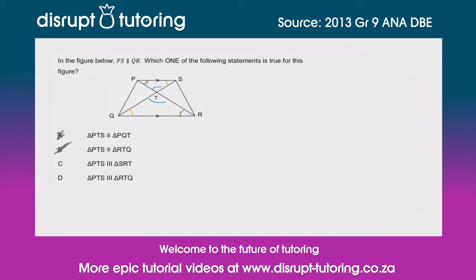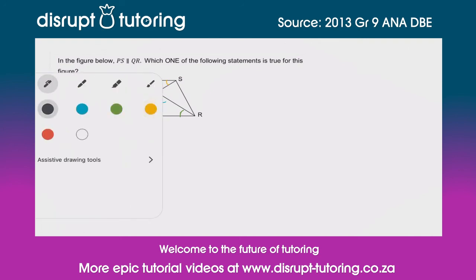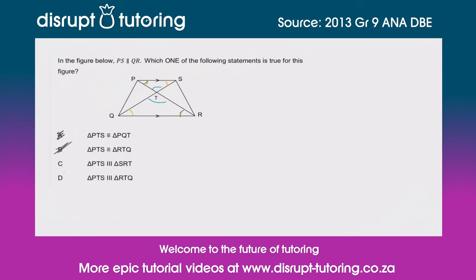So now what do we have? We've got two triangles that have the exact same sized angles in the corresponding spots, which means that those two triangles must be similar. So that means our answer for this question would be D, because we've proven that the two triangles are similar, which means C is obviously incorrect.